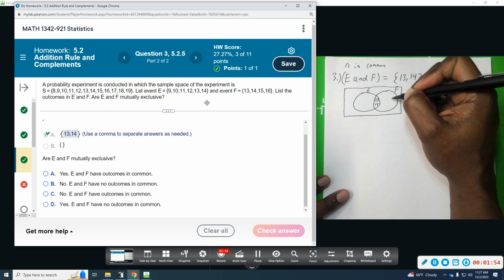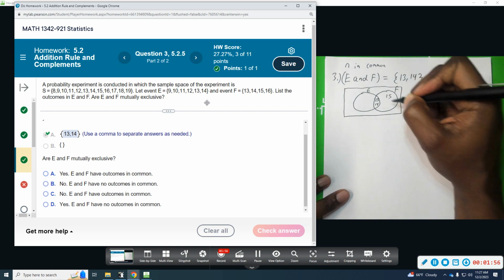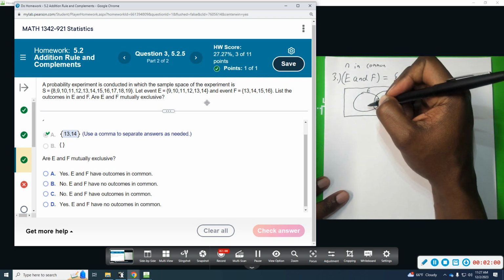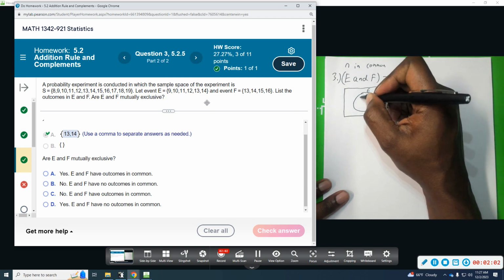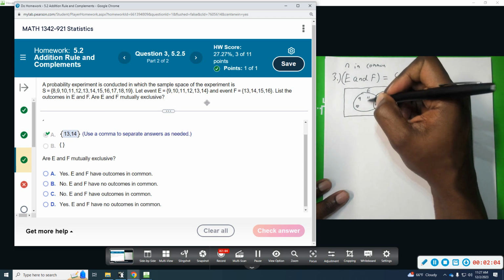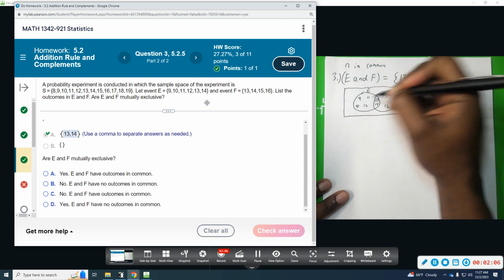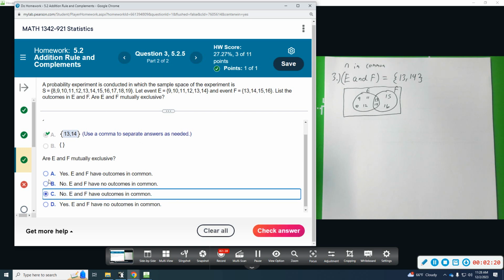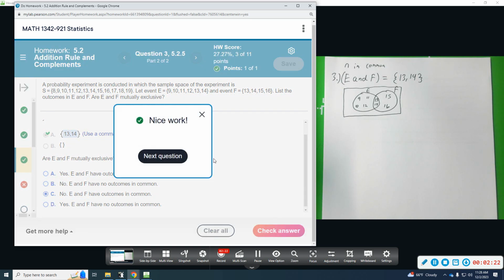And you can fill in the other elements. So for example, F had 15 and 16 that it did not share with E. And then E had 9 through 12. So I can put 9, 10, 11, and 12. So those numbers would be in the part of E that didn't overlap with F. But they do share some elements in common, so they are not mutually exclusive. So we'll say no. E and F have outcomes in common. So either B or C. C is the one that gives us the best explanation.